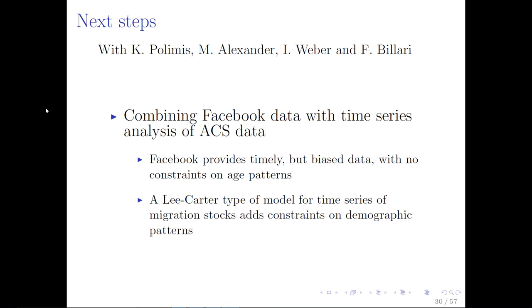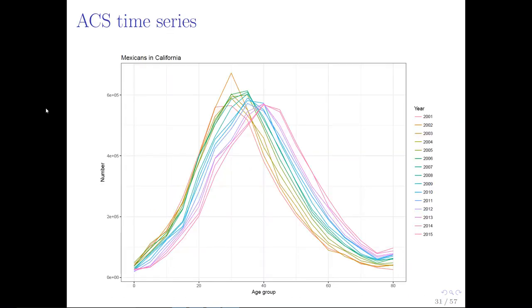For instance, when we look at Facebook data only, we do not have any constraints on age patterns. But as demographers, we know that there are some regularities in age patterns that we want to account for. And so the idea is that we can use a model based on principal component analysis, something similar to a Lee-Carter model, but instead of using mortality rates, we use migration to add some constraints on age patterns. So for example, if we look at profiles by age for the American Community Survey, these are Mexicans in California, we see that there are some predictable changes over time, changes in level, changes in shape, and so on. And so we can leverage that.